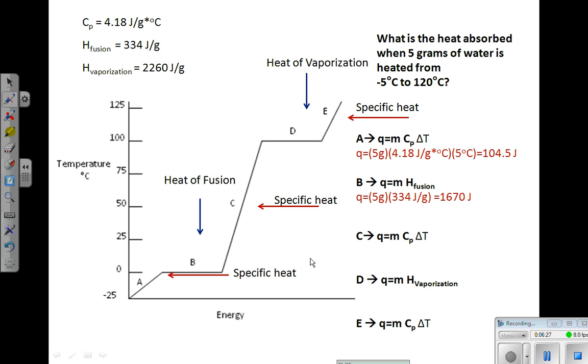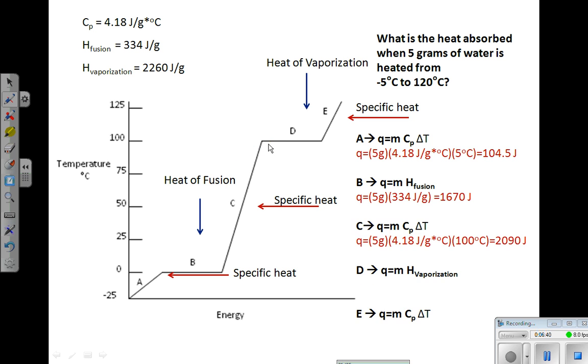Now that we've melted it all into a liquid, we need to figure out how much heat is needed to raise the temperature to 100 degrees, or the boiling point. For that, we're going to solve heat by multiplying the mass of the substance, 5 grams, times the specific heat, 4.18 joules per gram per degree Celsius, times 100 degrees, because we're going from 0 to 100 degrees, so the change in temperature is 100 degrees. That would be 2,090 joules.